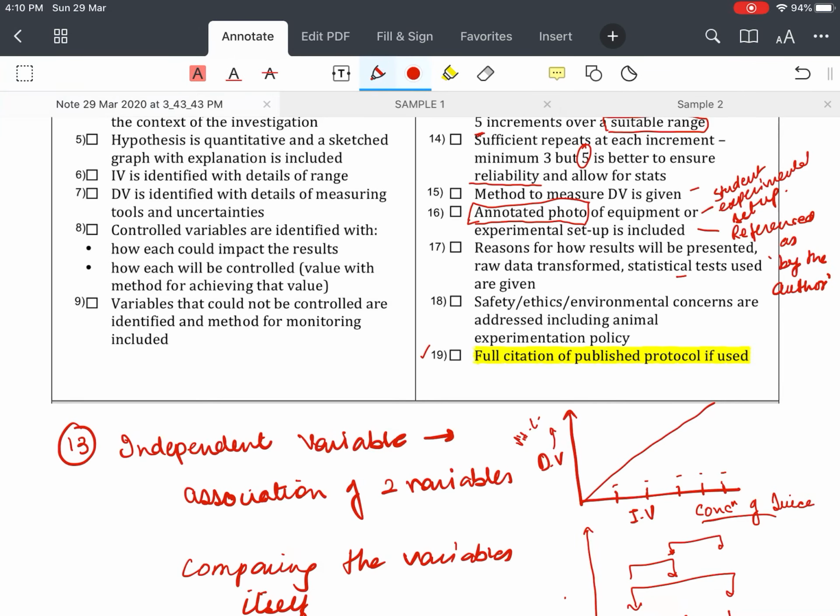Safety, ethical, environmental concern, address including animal policy. If some of you have used, for example, meat or meat products or prawn or any animal product, you have to mention in ethical concerns the IB animal policy. It is there in Firefly and the ManageBac and the resources provided to you. You must know about the IB animal policy, so please mention it as an ethical concern there.